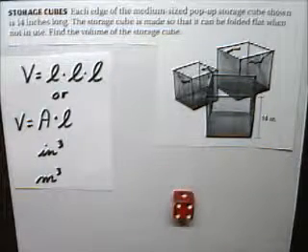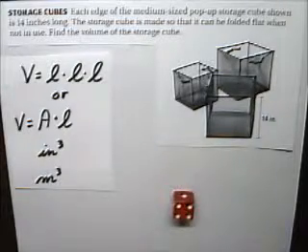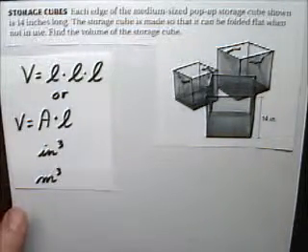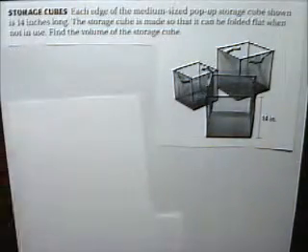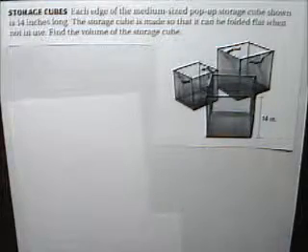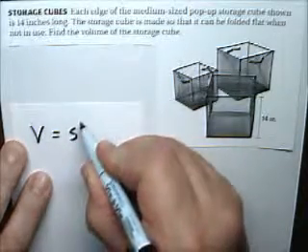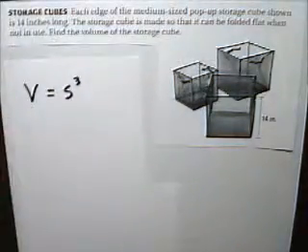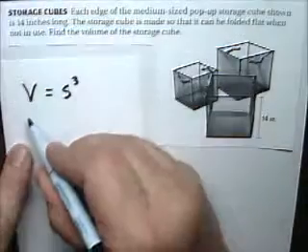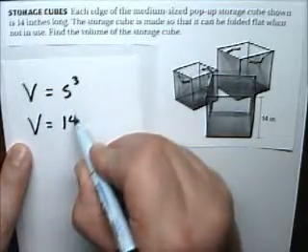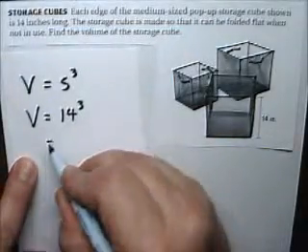So for this one we have to find the volume of the storage cube, and the volume in this case is equal to length times length times length, or L cubed. So the volume is equal to S cubed. This is the formula used in the book. That's pretty good. It's the side times itself 3 times. So the volume is equal to 14 to the third power, and that answer is 2,744.